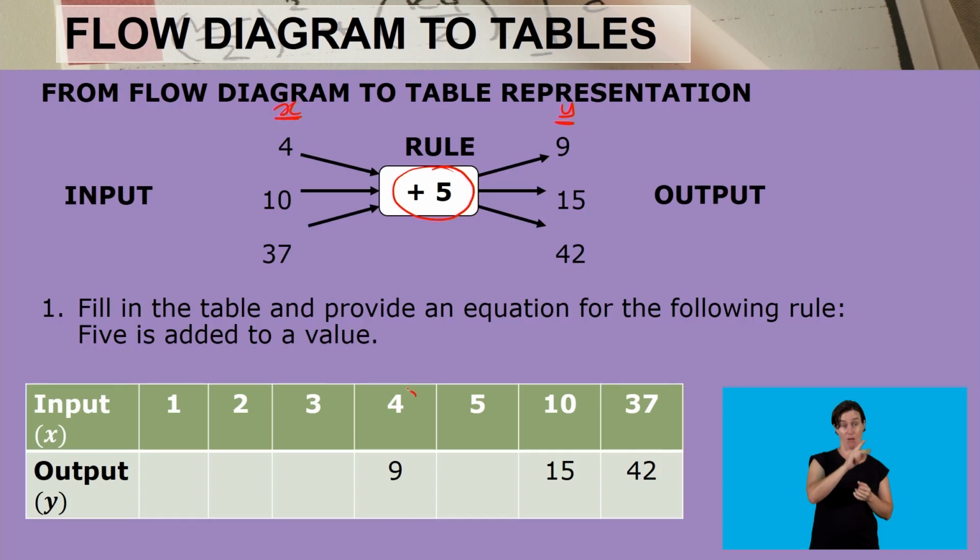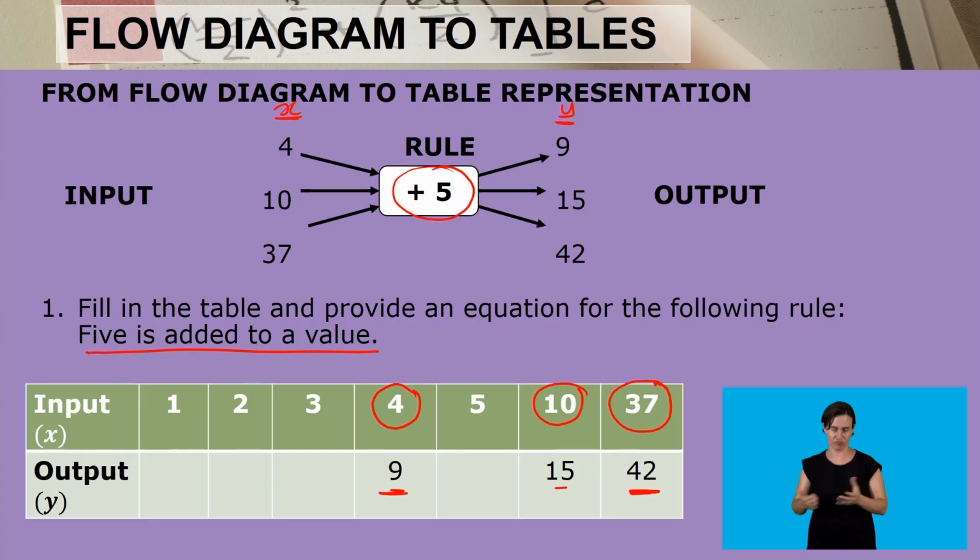Now, as you can see, the input value being 4, the output value is already written as 9. So that has been done already, as well as the input value of 10 has been written, the output value of 15, and the input value of 37 has been written with the output value of 42. What about the other input values? Well, since we know that the rule is that 5 is added to a value, particularly an input value in this case, then we can just take our input value, add 5, and that is going to give us our output value. So let's go ahead and look at our table and see if we can apply that rule to that input value.